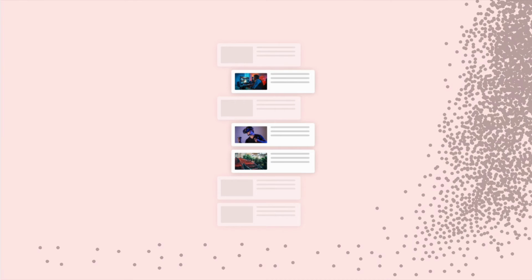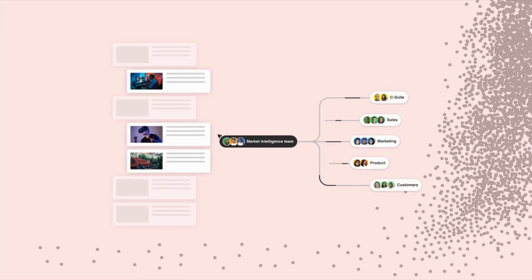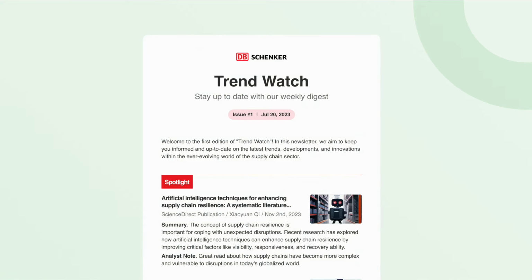Market intelligence teams spend hours researching competitive moves, consumer trends, or the potential impact of new technologies, and even more time attempting to share insights with their stakeholders, only to have limited engagement and diminished impact. Feedly's automated newsletters save massive amounts of time.